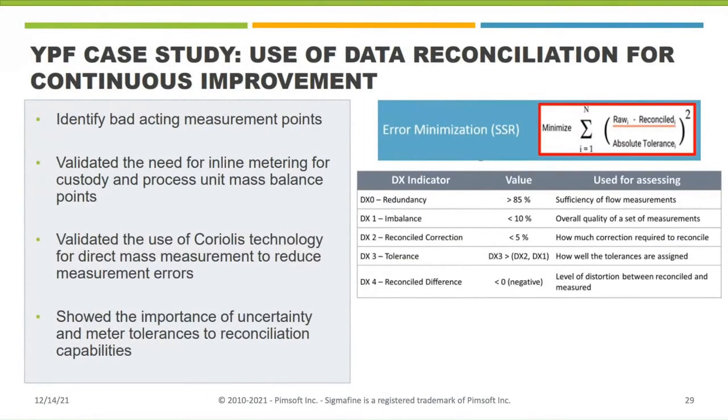And you can monitor the data quality of your measurements by cross-checking measured and reconciled data. And when you implement Sigmafine, a set of indicators are available to track this data quality that supports your measurement selection.